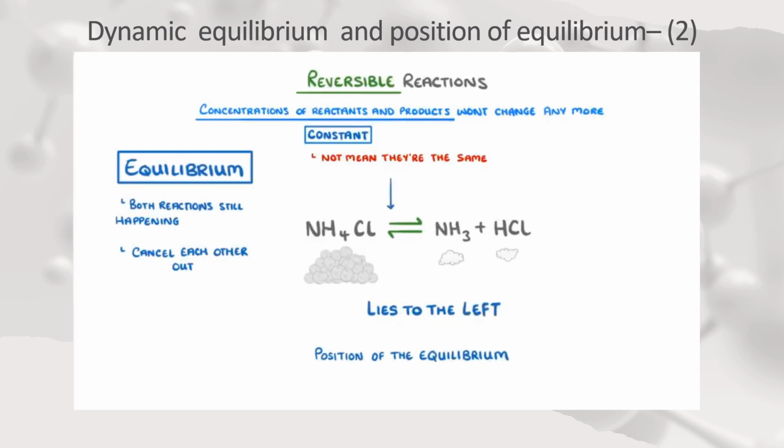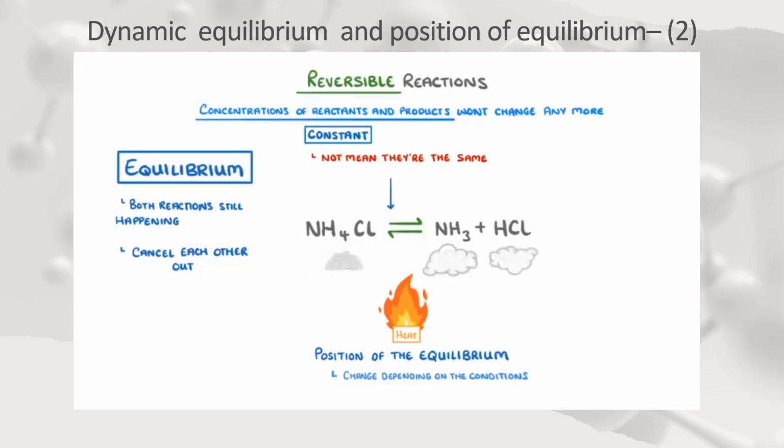This position of equilibrium can change depending on the conditions. For example, adding heat to this reaction encourages the forward reaction, meaning we'll have relatively more products, as the position of equilibrium moves to the right. On the other hand, if we cool the conditions of our reaction, it would push the position of equilibrium back to the left, so it would have more ammonium chloride again.